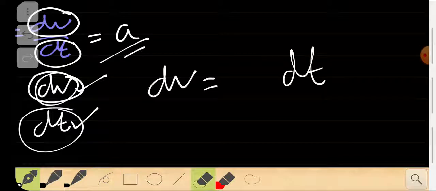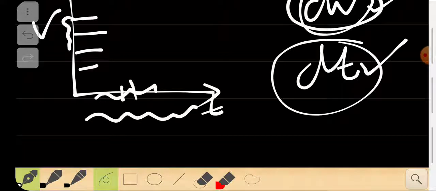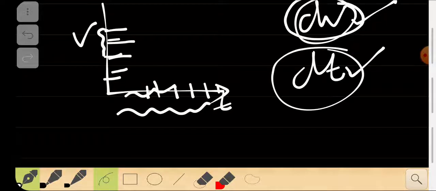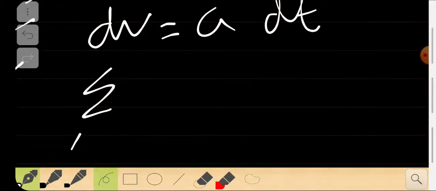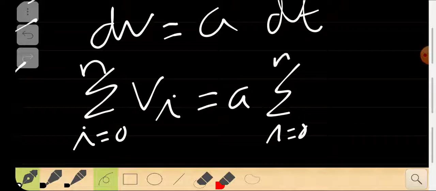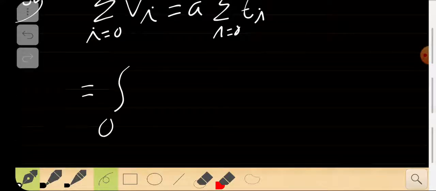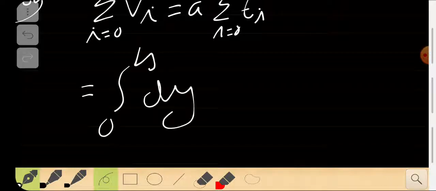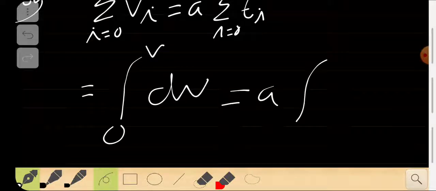Now you can sum all these small parts into a big one, and the v-axis and t-axis can be summed over. So you can write it like sigma i equal to 0 to n of delta vi equal to a times sigma i equal to 0 to n of delta ti. You can write it like a summation, and this summation is actually the integral from 0 to v of dv, which is equal to a times the integral from 0 to t of dt.